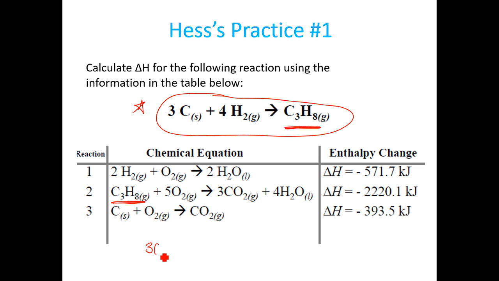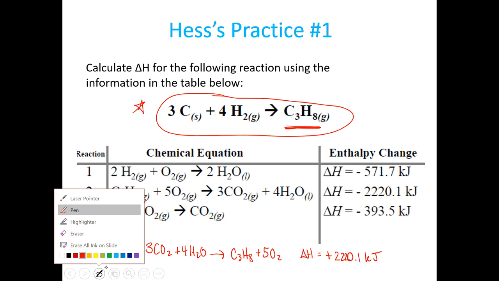So I like to rewrite it. So 3CO2 plus 4H2O, you don't have to do this, but is C3H8 and 5O2. And so when I flip that around, the delta H reverses. So this reaction has a negative 2,220. So the reverse reaction has positive 2,220 energy change.